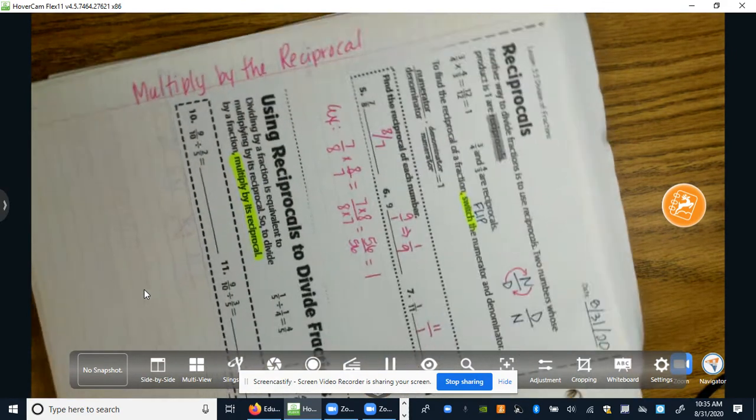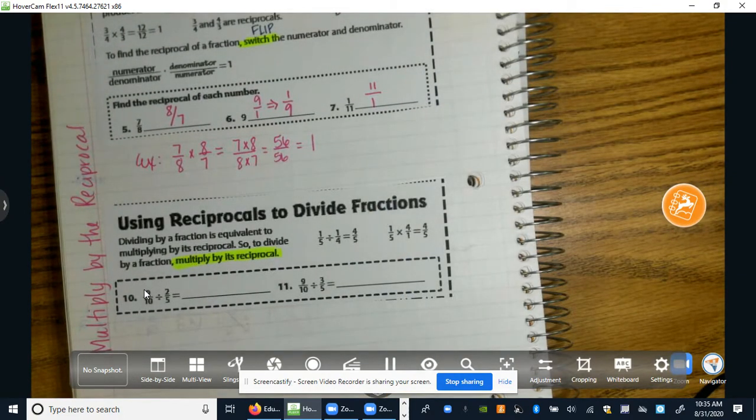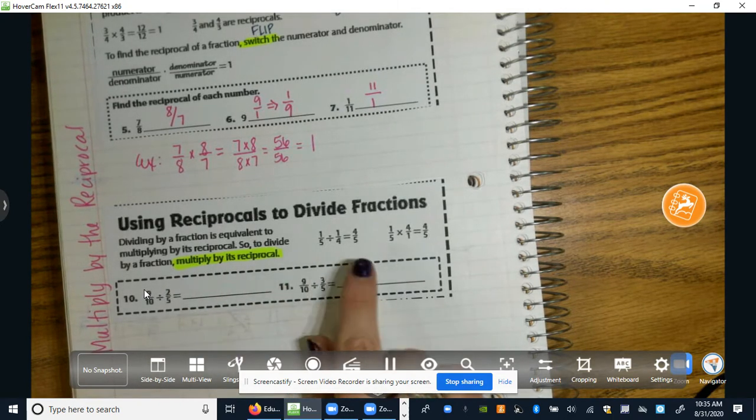And it says it right here. Dividing by a fraction is equivalent to multiplying by its reciprocal. So to divide by a fraction, you multiply by its reciprocal. Here's our example.